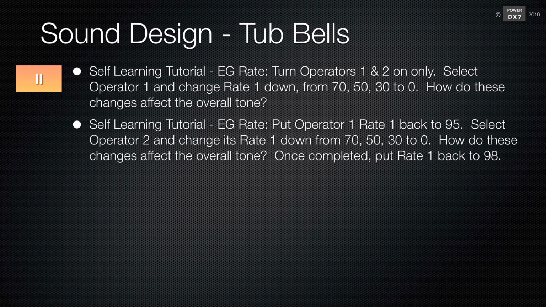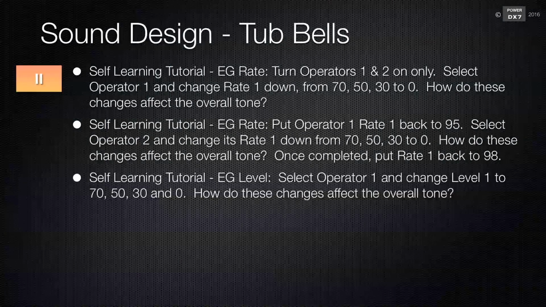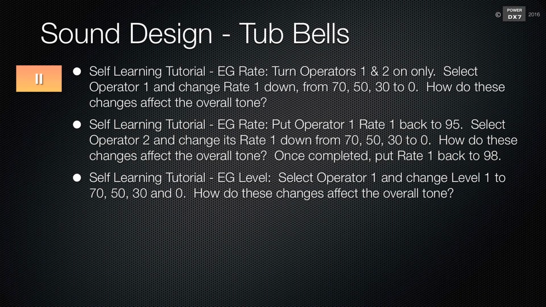Once you completed the previous task, put operator 1 back to 95. Select operator 2 and change rate 1 down from 70, 50, 30 and 0. How do these changes affect overall tone? Now let's try playing around with level 1. Select operator 1 and change level 1 to 70, 50, 30 and 0. How do these changes affect the overall tone?